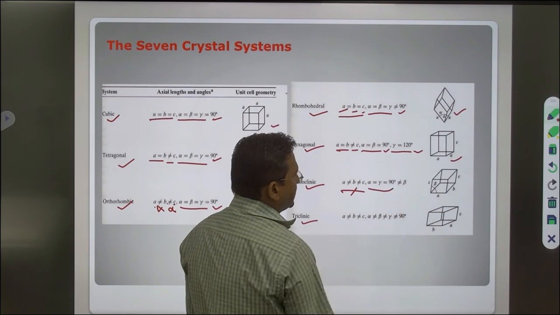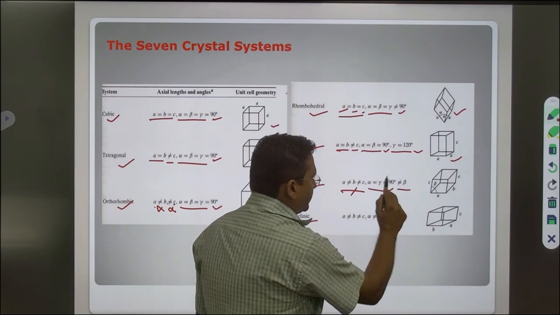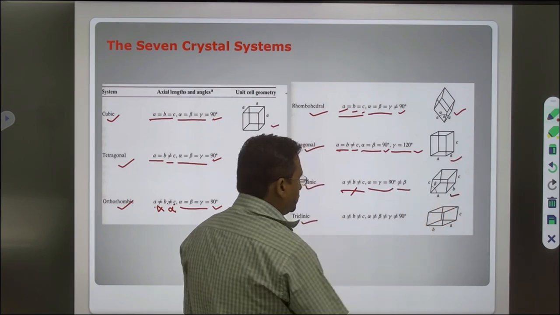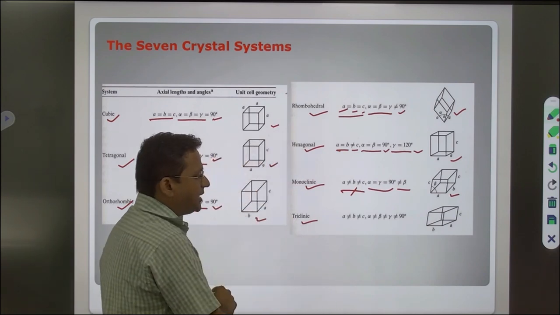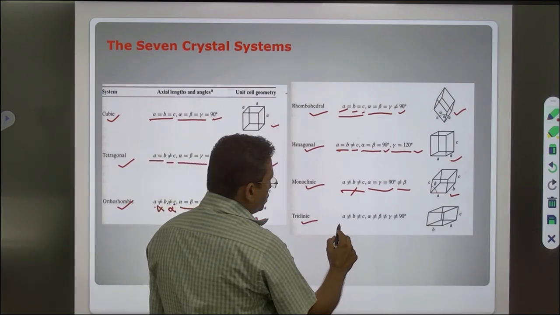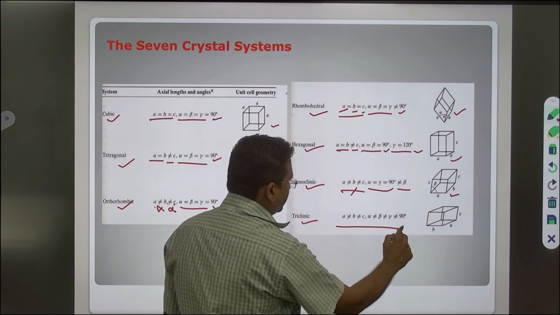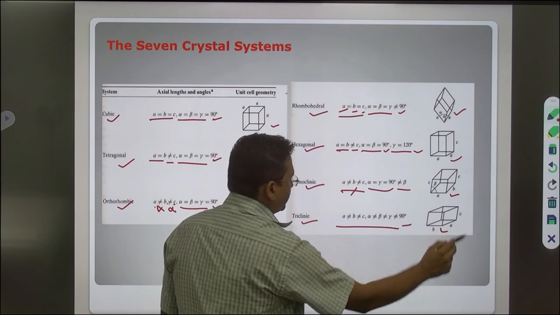Alpha and gamma are 90 degrees, but not beta. This is the unit geometry. And this is triclinic, where no side is the same and no angle is 90 degrees. This is triclinic.